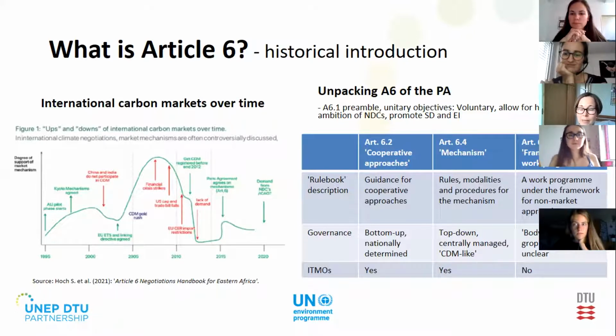Some say that if we were to fail again, cooperation could still take place under 6.2. It's actually happening right now. Whereas Article 6.4, the Sustainable Development Mechanism, where rules, modalities, and procedures will be decided in the rulebook, is more of a top-down CDM, like what we know from the Kyoto Protocol, under the guidance of the supervisory body.